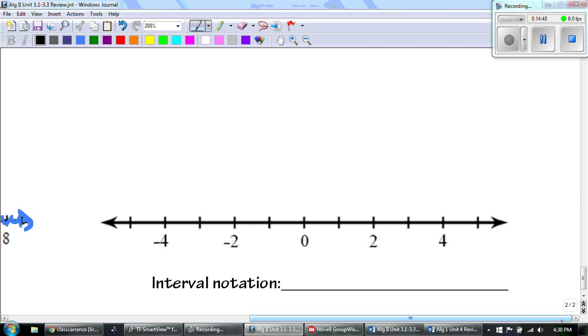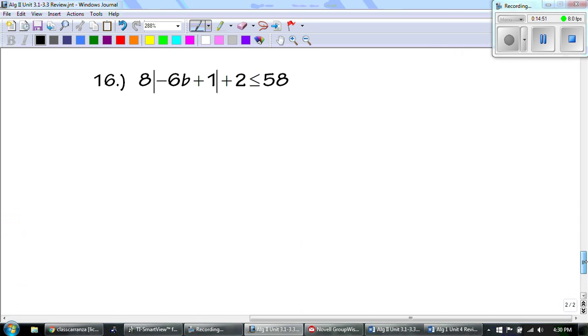Okay, last one. We'll do the same sort of thing. Get the absolute value by itself and set it up, and then we'll solve it together. Pause the video, and good luck.